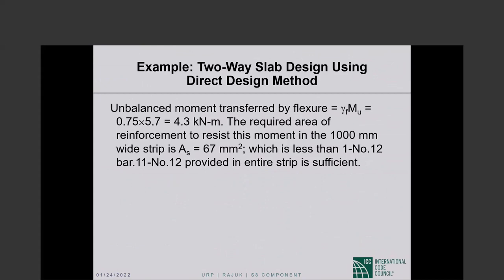So unbalanced moment transferred by flexure is 4.3 kilonewton meters. The required area of reinforcement to resist this moment in a 100 millimeter wide strip is 67 square millimeters, which is less than one number 12 bar. So the 11 number 12 bars provided in the entire strip is sufficient. In other words, the unbalanced moment at the interior support section is so insignificant that we do not have to add any bars in the column strip. So the 11 number 12 that we start with, uniformly distributed, is good enough.